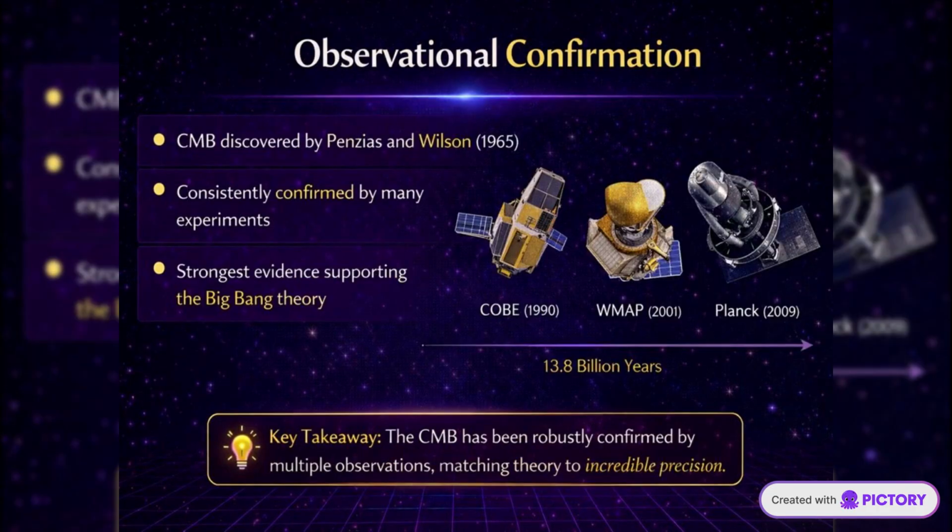The CMB was discovered in 1965 by Arno Penzias and Robert Wilson. Later missions like COBE, WMAP, and Planck measured it with high precision. These observations confirmed theoretical predictions remarkably well.